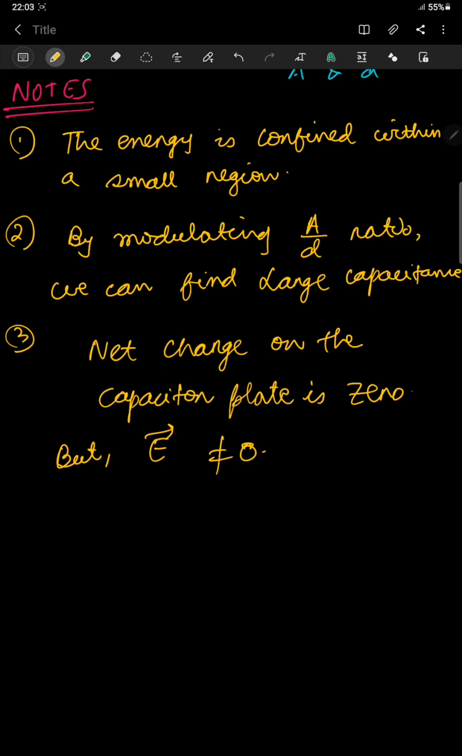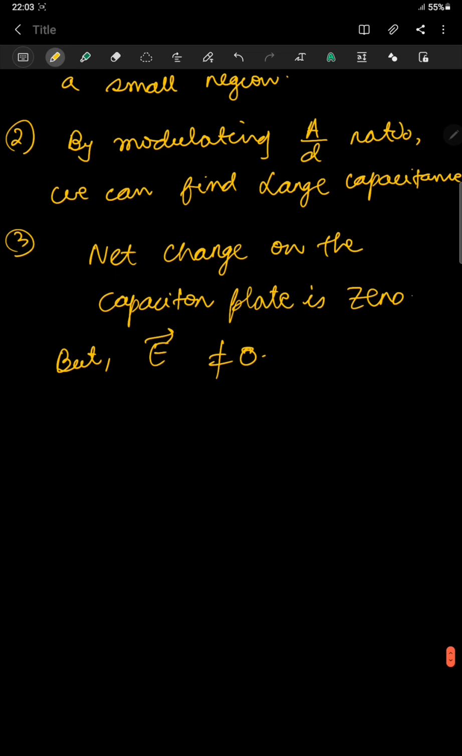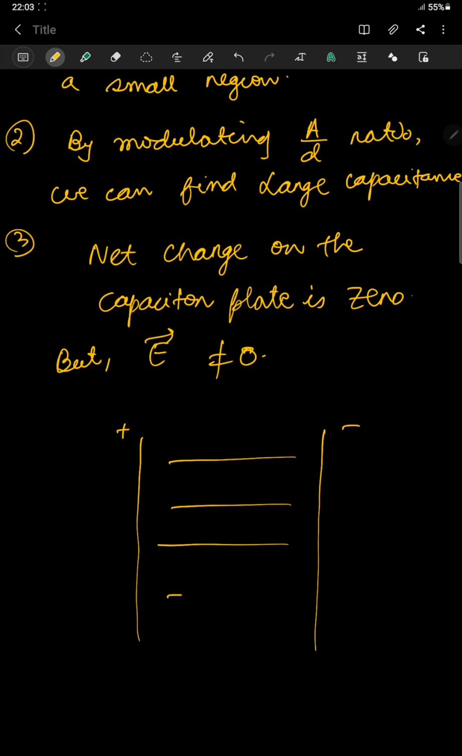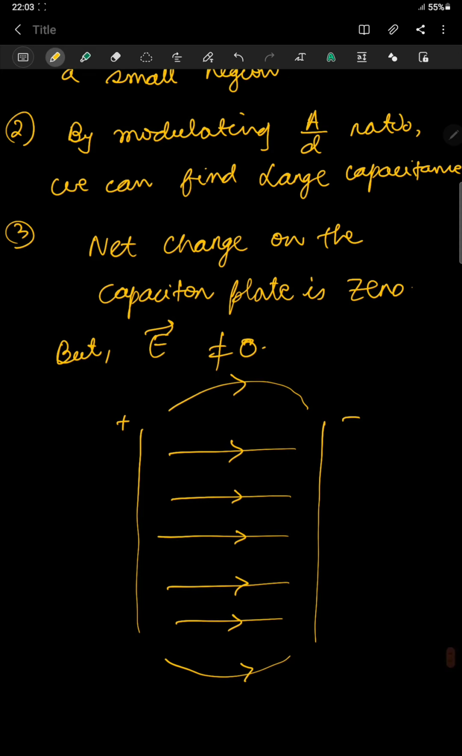Then how will the electric field lines be between the two plates? Suppose you have a plate like this. This is plus, this is minus. You will get fields of this manner. Electric field lines will be of this manner. Now the question comes, why is it so?